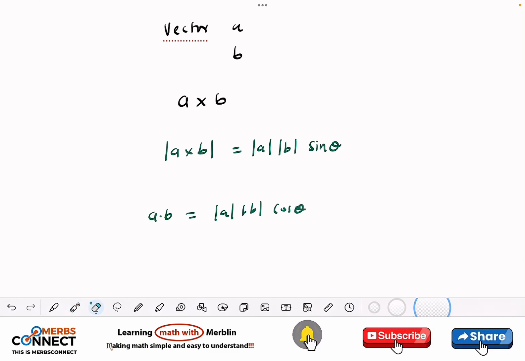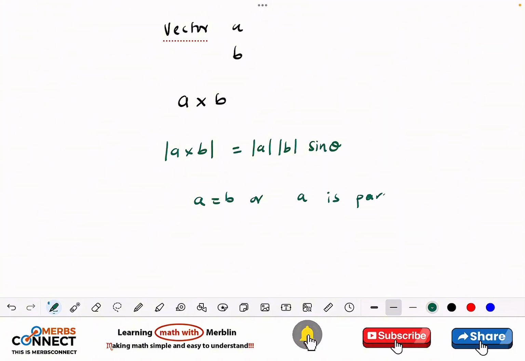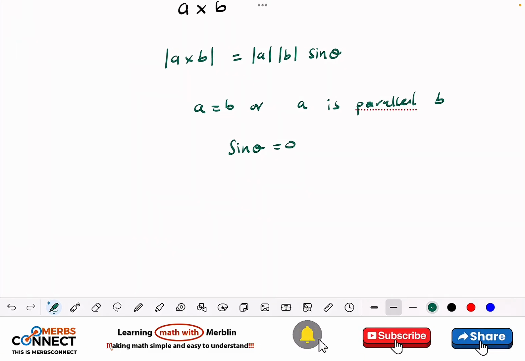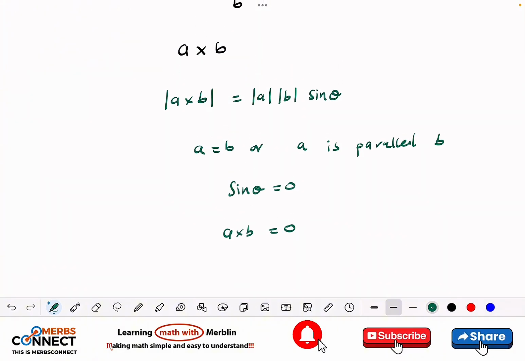So I'll write it for you. Let's assume that if a is the same as b, or let's say that a is parallel to b, then sine theta will be equal to 0 because they are parallel to each other or they are on the same path. So it means that a cross b is going to give us 0. So that's one thing that you need to know in cross product.